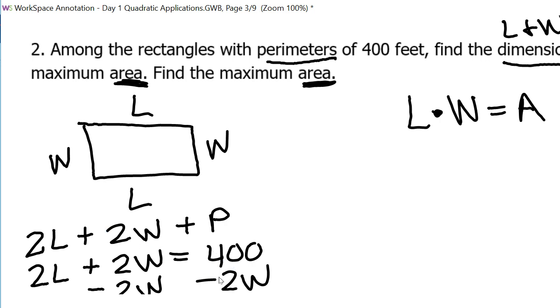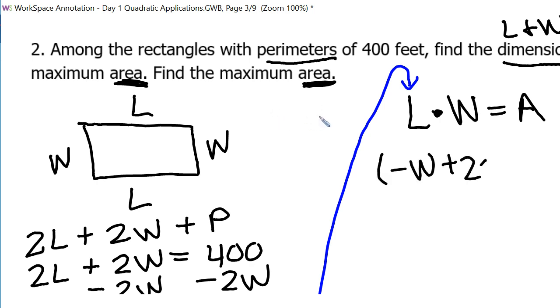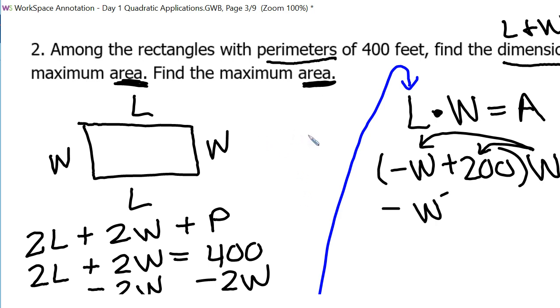Now, once you have L solved for, we're going to take what L equals, and we are going to substitute it into that area formula. So instead of L, I need to substitute in negative W plus 200. And since that's a binomial, group it in parentheses. So after length, this is length times width equals area. What should I do next? Distribute. So distribute the W. So it's W times negative W, negative W squared, plus 200 times W is 200W.